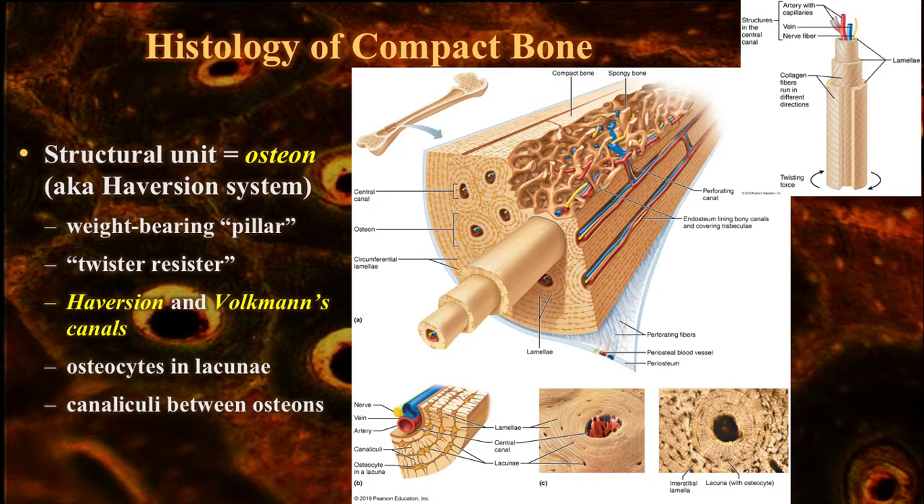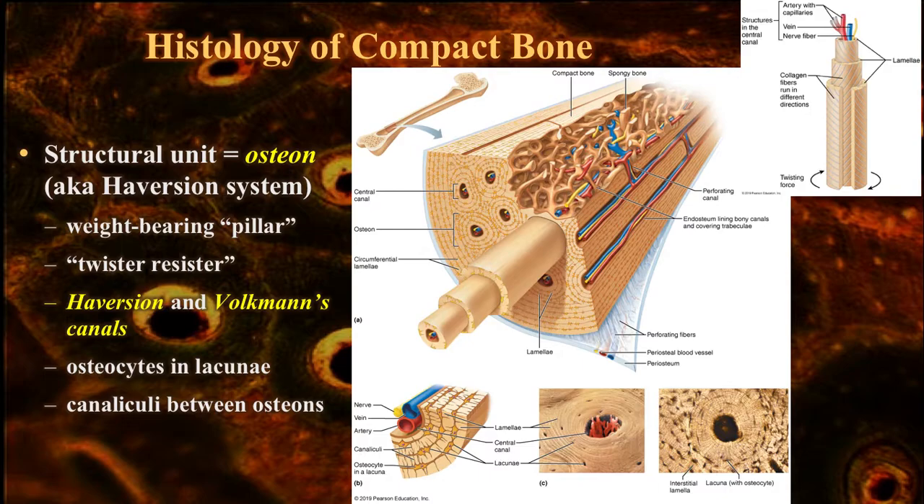Then we have osteocytes. Remember, those are just bone cells, the cells that are living in the bone. And they are living in little holes called lacunae. So, the little dots around here that you see, those are lacunae, and the osteocytes live there.